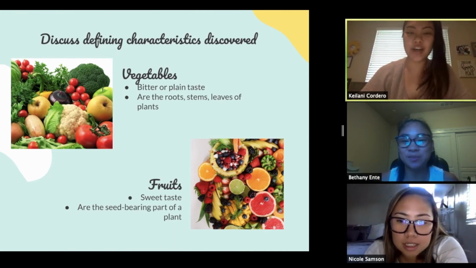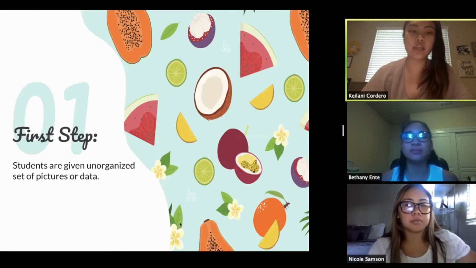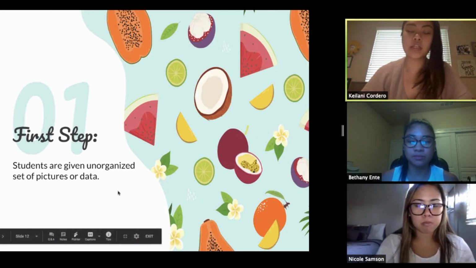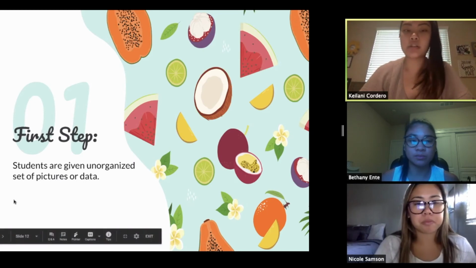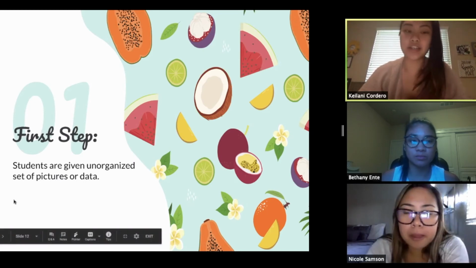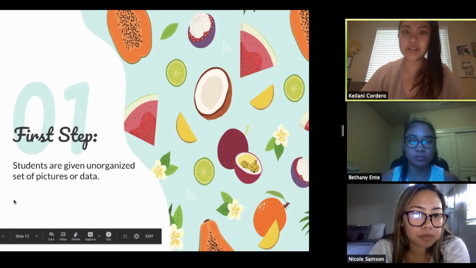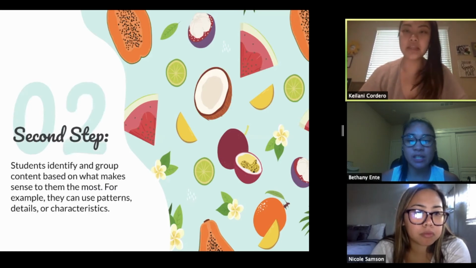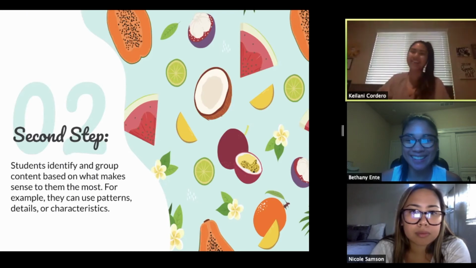Okay, yay. So let's talk about how we use the inductive thinking model in our lessons. So first, I gave Nicole and Bethany just a bunch of pictures of food. If you notice, I just said, here's pictures for them to sort. I didn't say it was food right away, and they sorted them by how that made sense to them. And Bethany could kind of lead more in how they did that.